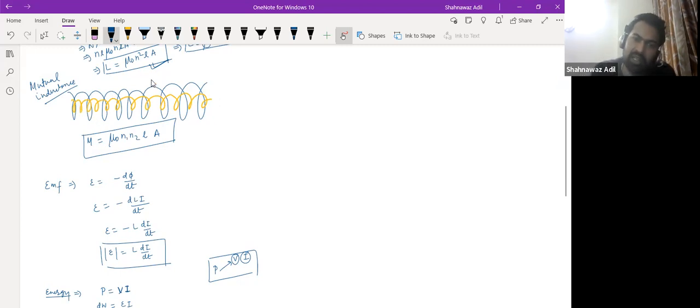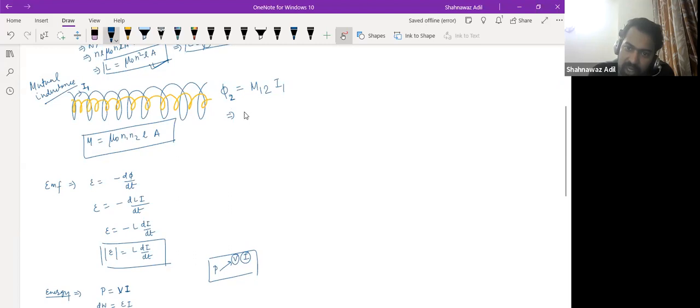Let's say you want to find the mutual inductance of one due to two. Then that would be phi two. Let's say this is the I1 current which is flowing. This I1 current will generate the flux in this secondary coil. And that would be how much? Then you calculate all this flux in the second coil.